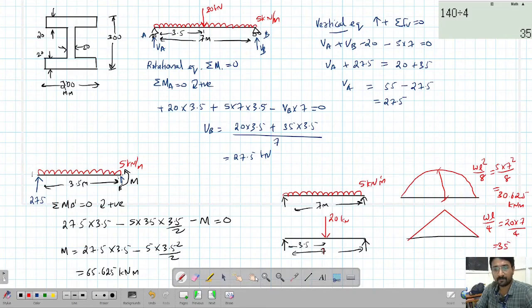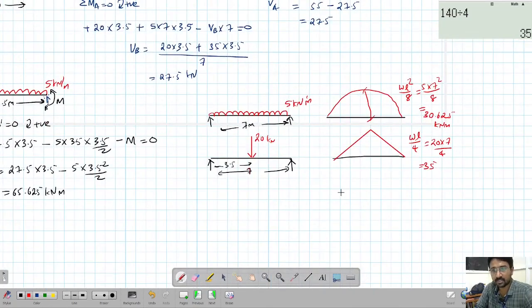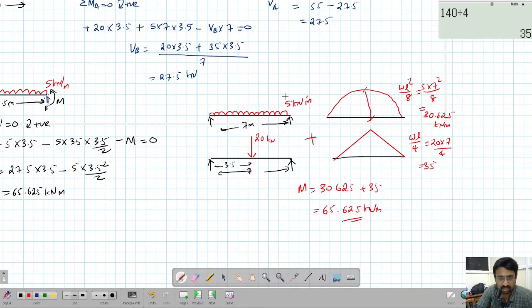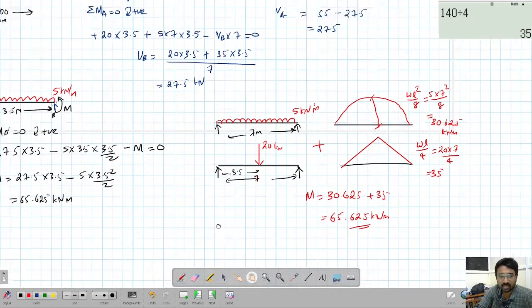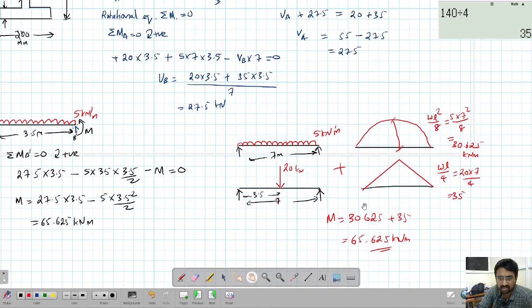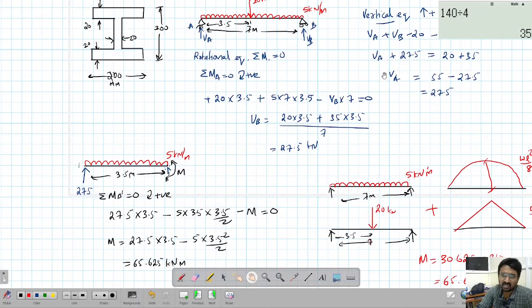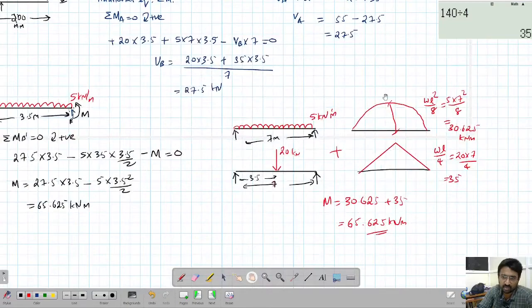Okay. Now if I add these two, the total moment is 30.625 plus 35, that is 65.625 kilonewton meter. So this is easier. The same moment I have found, but by superposition, with both loads separated. This is faster. In 2 minutes I have found this. Instead of finding all the reactions, this is the right way to do it when the load is symmetrical. These two formulas you should remember, WL square by 8 and WL by 4.